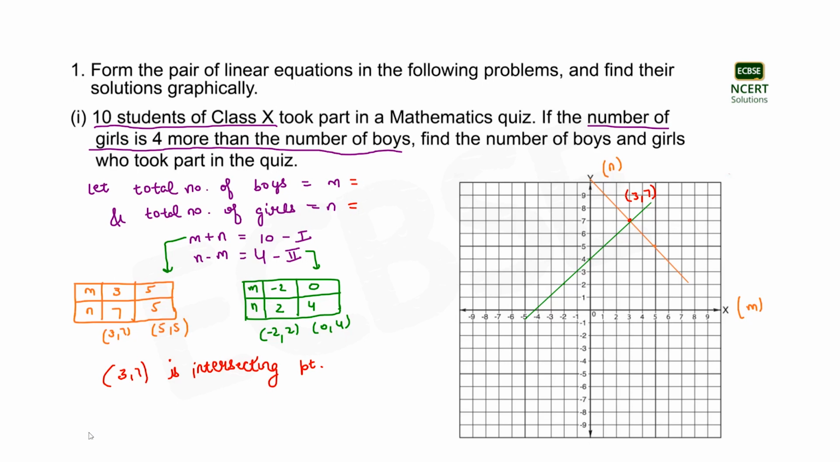That is, here m value is the x-axis value, that is 3, and n value is the y-axis value, that is 7. So here in the class, the total number of boys which participated in the quiz are 3 and the number of girls are 7. So this is the solution for the first part of the problem.